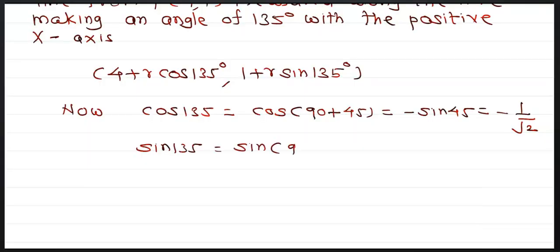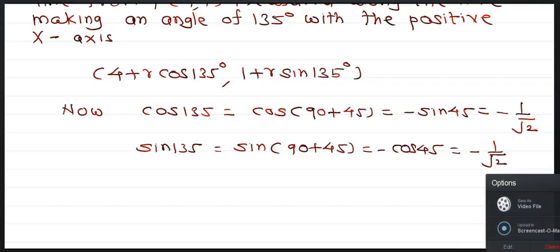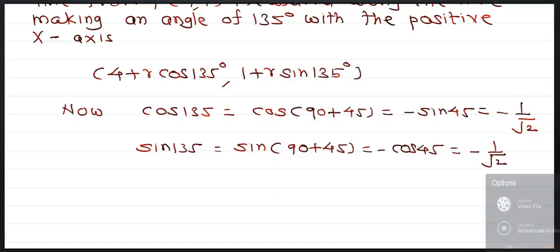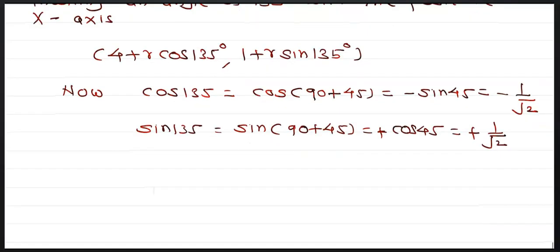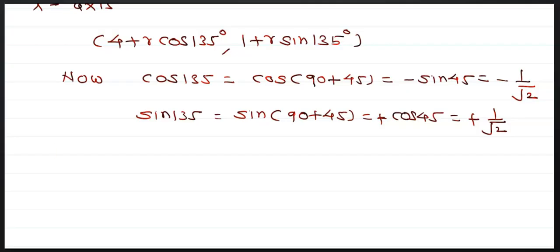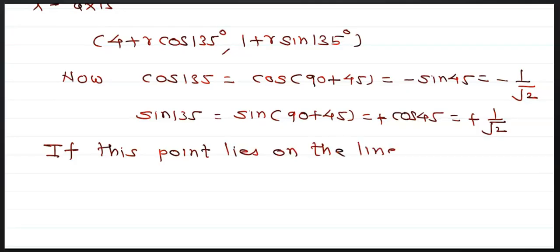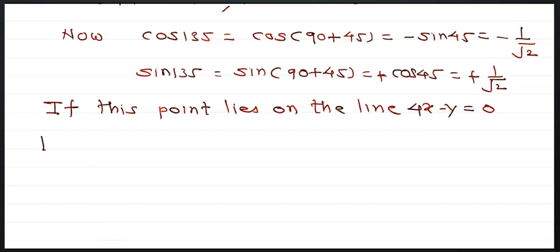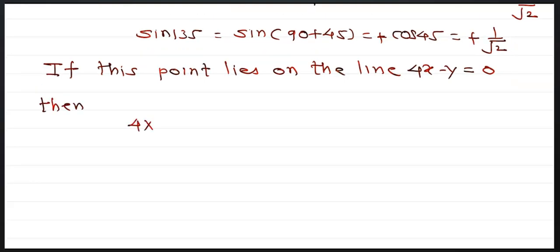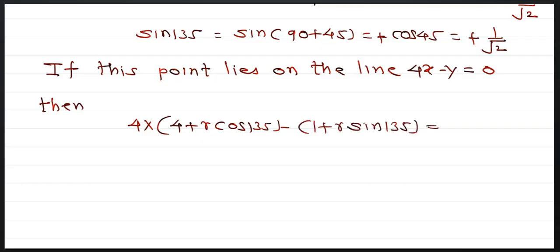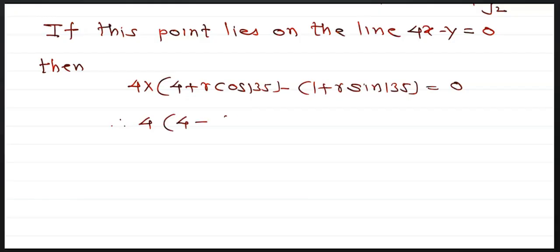Now sin of 135 is sin(90 + 45), which equals cos of 45. By mistake I had written a minus sign, but it is a plus. I will change it: 1 upon root 2. Therefore, if the point lies on the line 4x minus y equals 0, then 4(4 + r cos 135) minus (1 + r sin 135) equals 0.